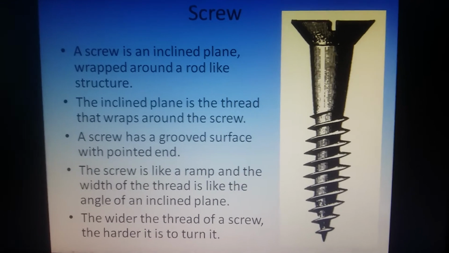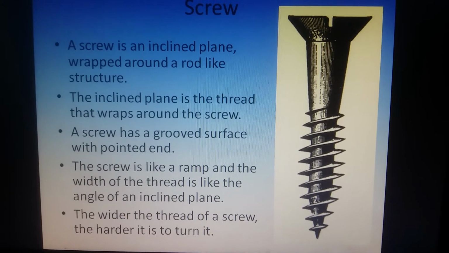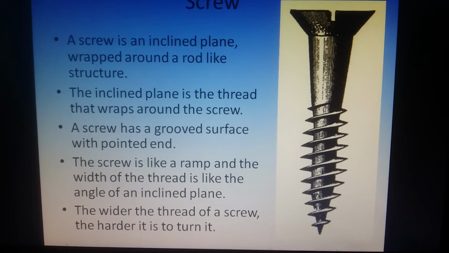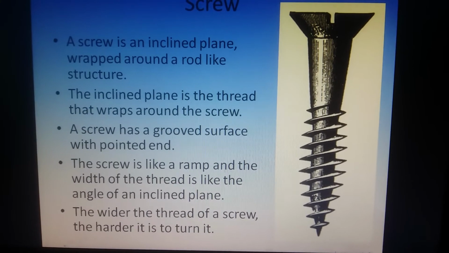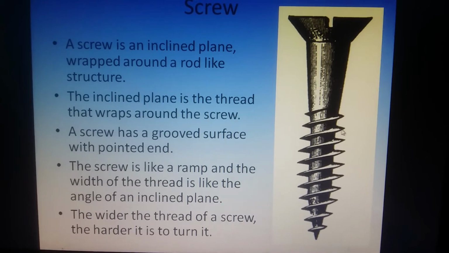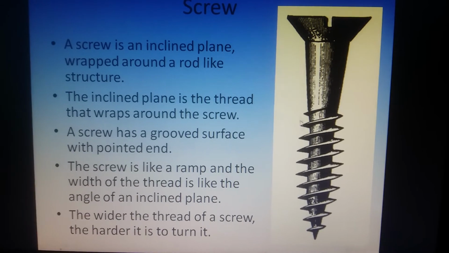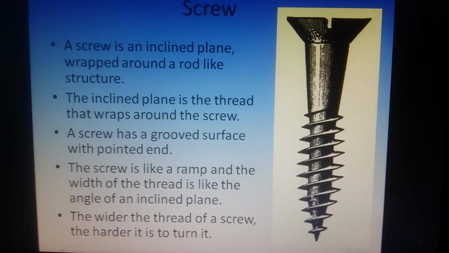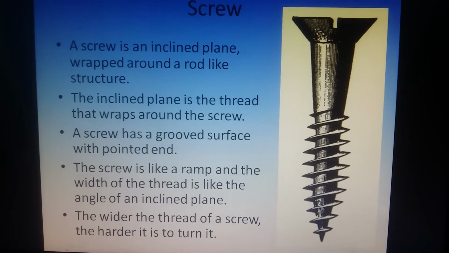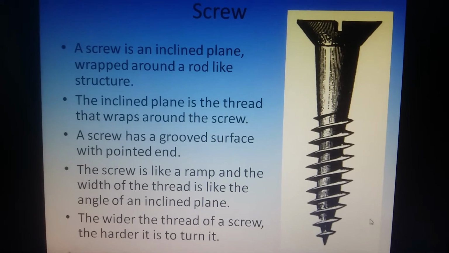Now coming to screw. Screw is also a simple machine. Screw is an inclined plane wrapped around a rod-like structure. Now you can see that this is a ramp-like structure, an inclined ramp, and it has been wrapped around a rod-like structure. This is a rod, this nail, and around it there is a wrapped inclined ramp. This arrangement is called a screw.